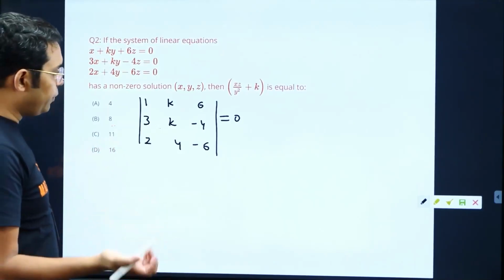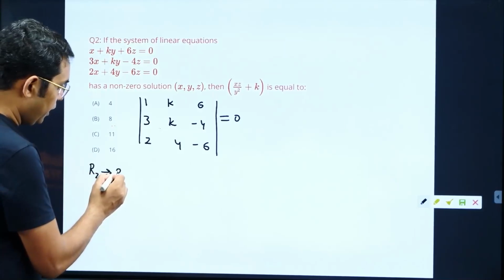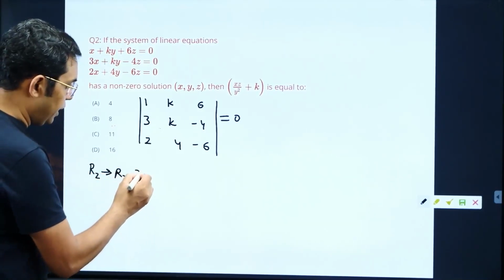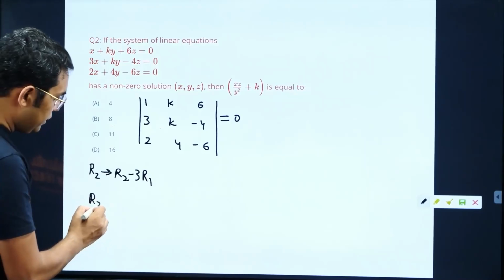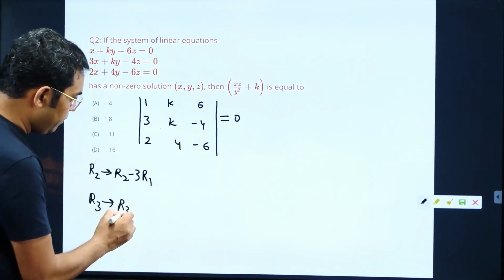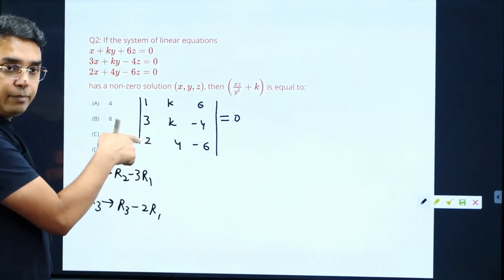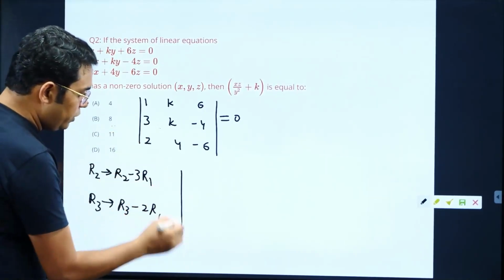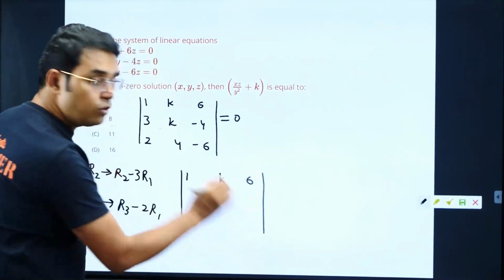Okay, let us use some property. Maybe I can use the property that R2 is changed by R2 minus 3 times R1. So this element will become 0, and similarly R3 is changed by R3 minus 2 times R1. So this element at the place of 2 becomes 0. So here we will be having 1, k, 6, no change in row 1.